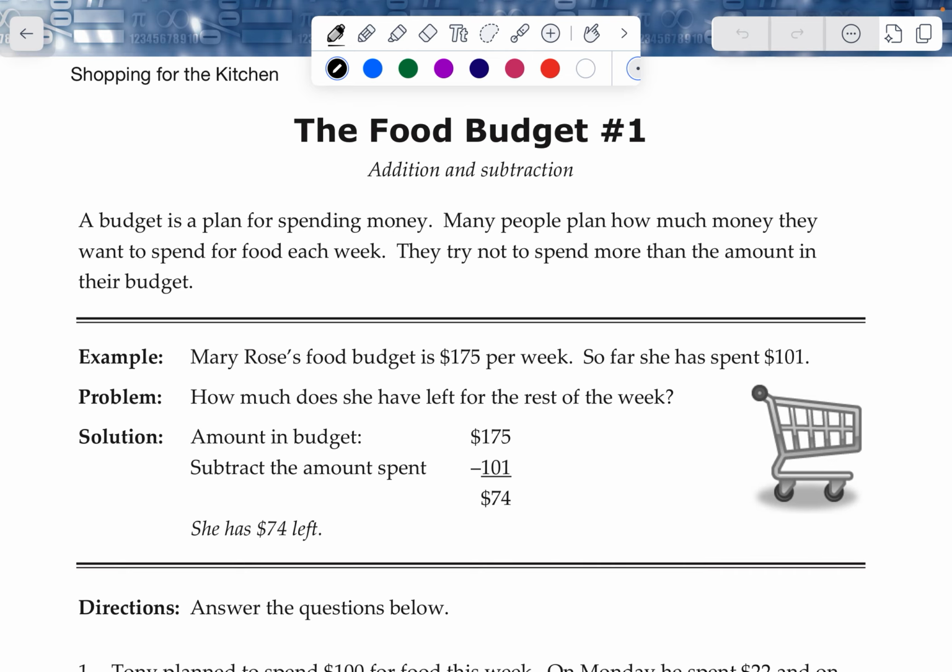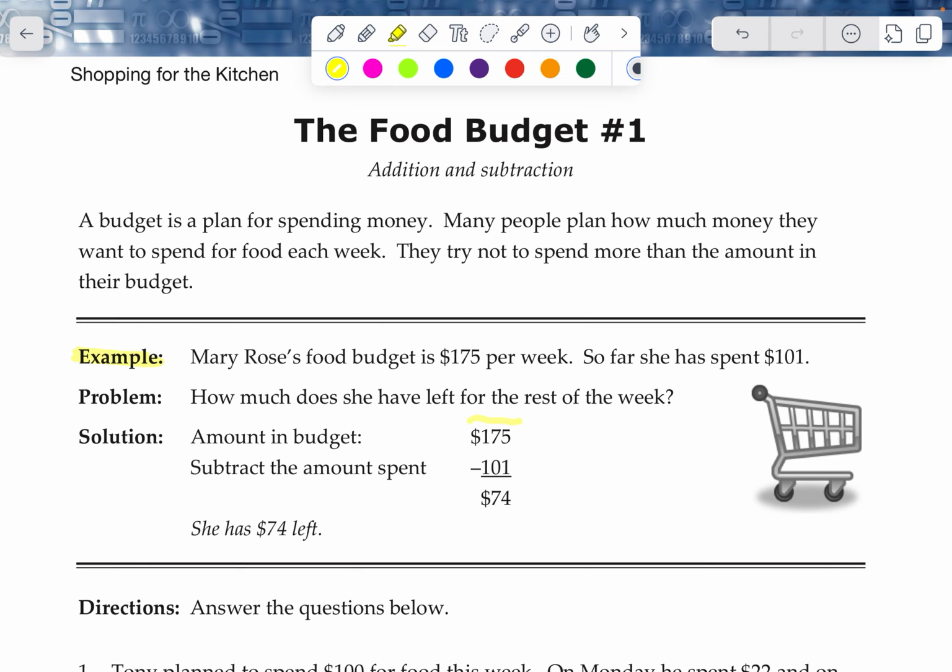So if we think of a budget, it's just a plan on how you're going to spend your money based upon what income you think you're going to bring in and what expenses you think you have for the week. So here's an example. It says that Mary Rose's food budget is $175 per week. She spent $101. How much does she have left for the week?